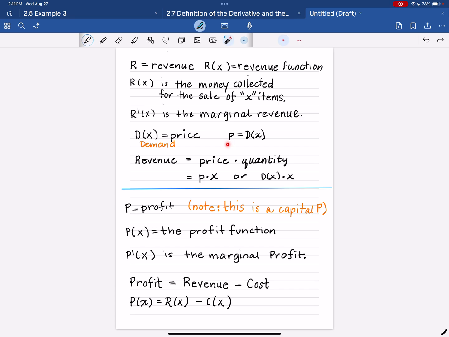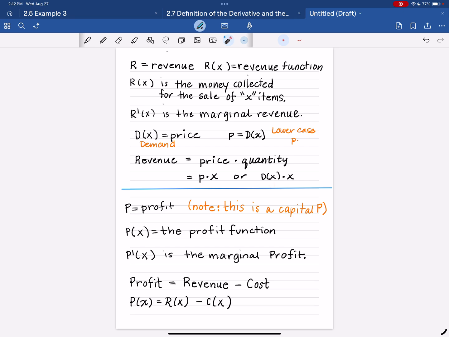Now, notice that this p is a lowercase p, because there's another P that we're about to talk about. So this is a small p. Now, here's how revenue and price are related. The revenue you take in will be the price of the items times the quantity that you sell. So p times X, or D of X times X, because p and D of X are interchangeable.